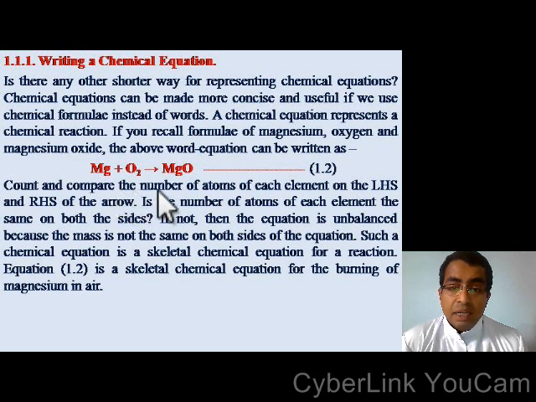Now count and compare the number of atoms of each element on the left hand side and right hand side of the arrow. See, left hand side of the arrow, 1 magnesium and 2 oxygen. Right hand side of the arrow, 1 magnesium and 1 oxygen only. So this is not a balanced equation. The number of atoms of each element is not the same on both sides. If not, then the equation is unbalanced, because the mass is not the same on both sides of the equation. Such a chemical equation is known as a skeletal chemical equation for a reaction. So it is a skeletal chemical equation for the burning of magnesium in air.